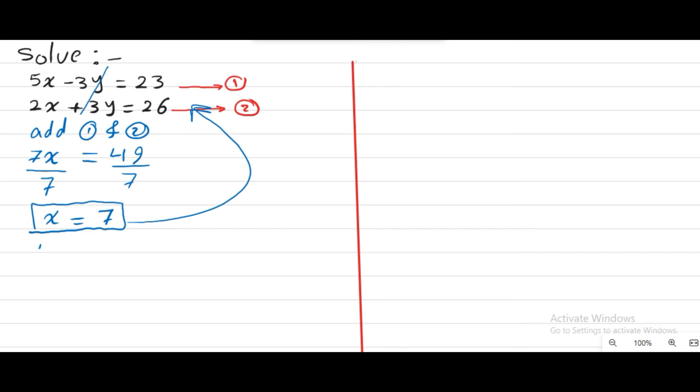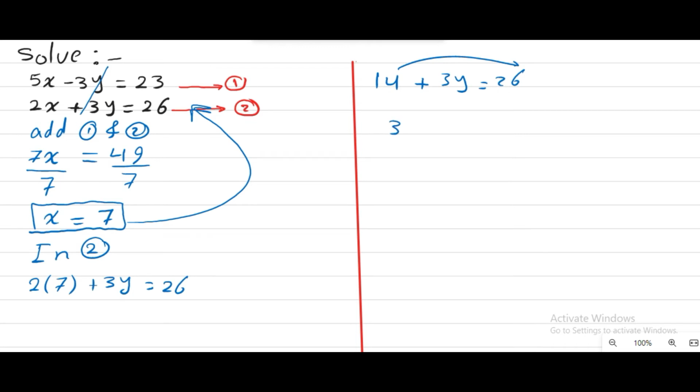I'll choose equation 2. In equation 2 it will be 2 multiply 7 plus 3y equals 26. So it's 14 plus 3y equals 26. We'll move 14 to the other side. It will be 3y equals 26 minus 14, which is 12. Divide by 3. So y equals 4. So the value of x equals 7 and the value of y equals 4.